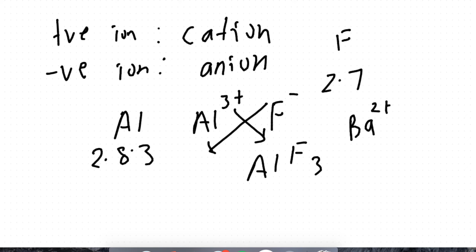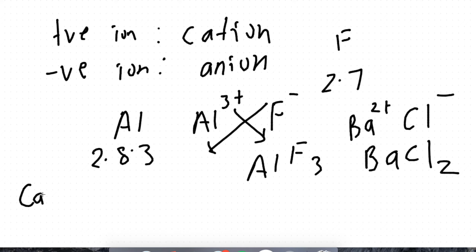So now we do barium chloride. Barium is Ba2 plus, chloride is Cl minus, so we get BaCl2. Calcium oxide. Calcium is Ca2 plus, oxide is O2 minus, we get CaO.